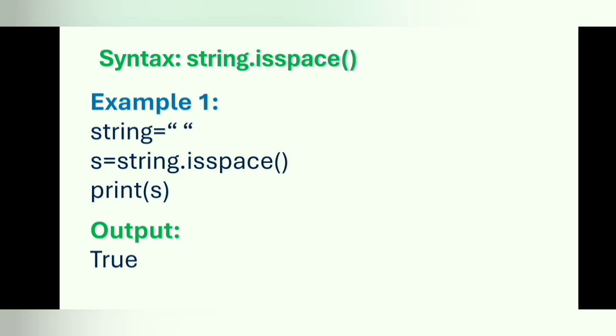Example 1. In this example, we assign the string value blank space to the variable string. In the following statement, we apply the string isspace method to this string. Then the print statement prints the boolean value returned by the isspace method. Here the output is true because the string consists only of spaces and is not blank. The string isspace method returns true if all the characters in a string are whitespace characters and is not blank. Otherwise, it returns false.